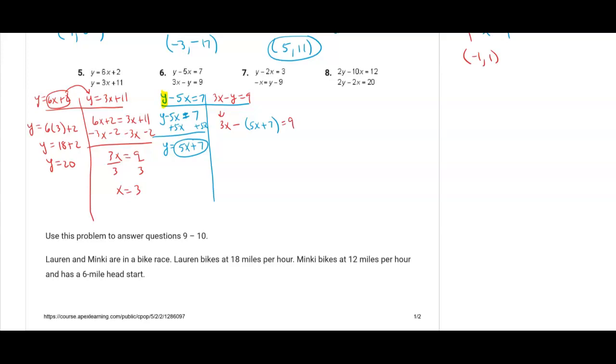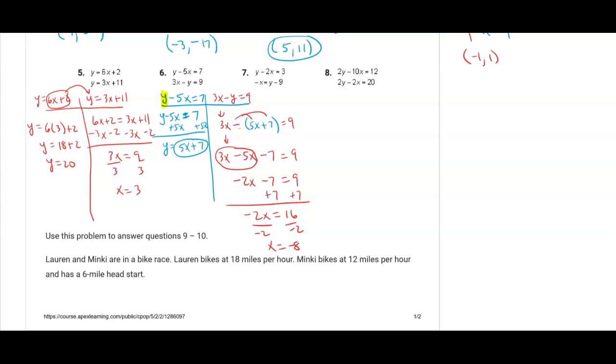Now this solving is the critical part, right? And if I look at it, I bring down the 3x, but I have to distribute this negative. A negative times a positive gives me minus 5x. A negative times a positive gives me minus 7 equals 9. Now I have to combine like terms here. 3x minus 5x gives me negative 2x, right? Minus 7 equals 9. I'm going to add the 7. Negative 2x equals 16. Divide by negative 2, x equals negative 8.